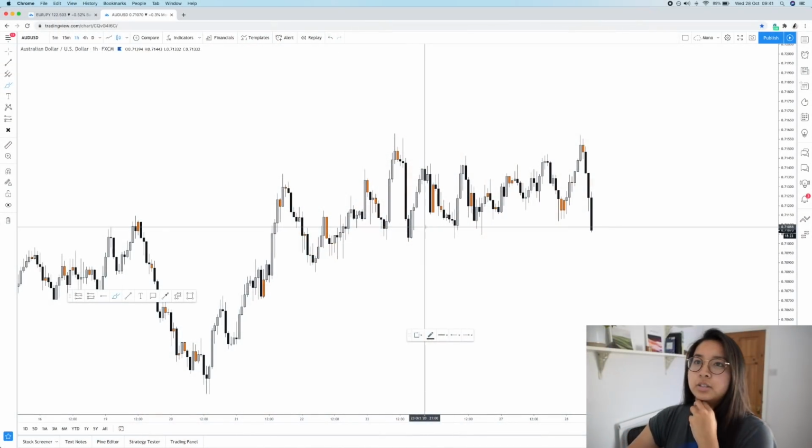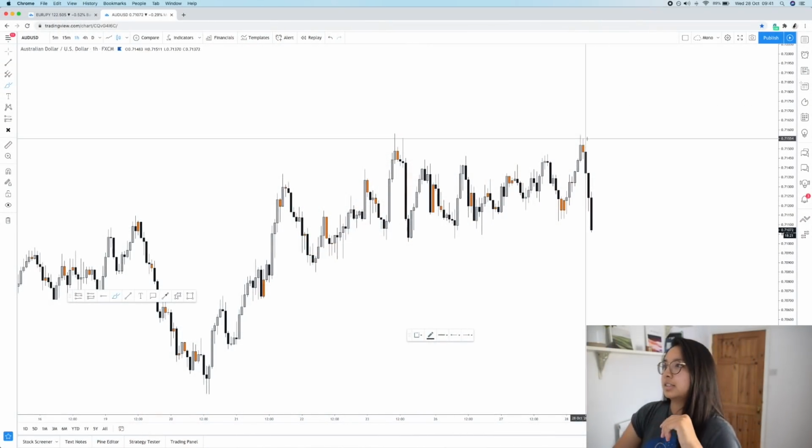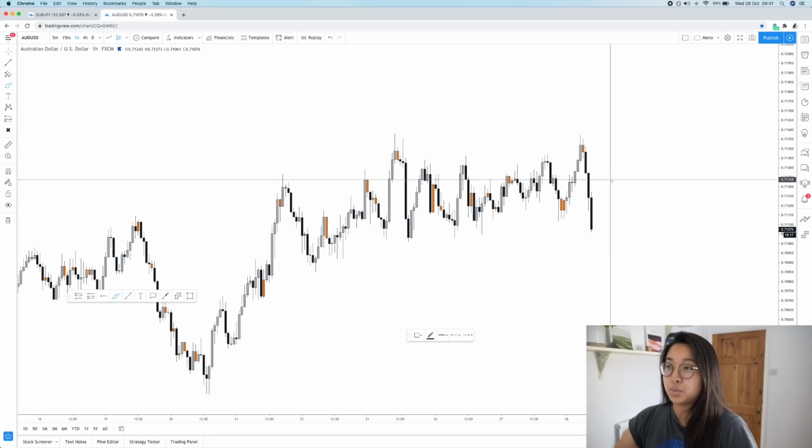I'm going to try and show you how the markets are looking today and my thought process with them. So let's just jump into the charts. We're looking at Aussie dollar. Again, today is Wednesday, 28th of October, just after 9:30, 9:41 now.